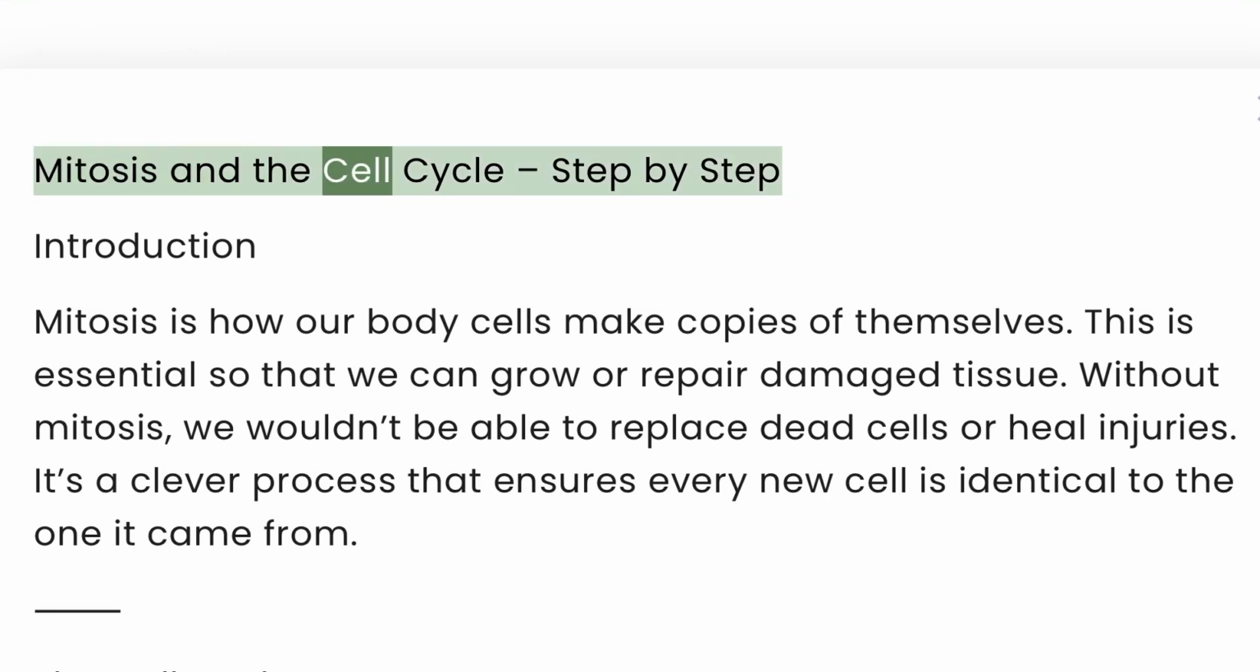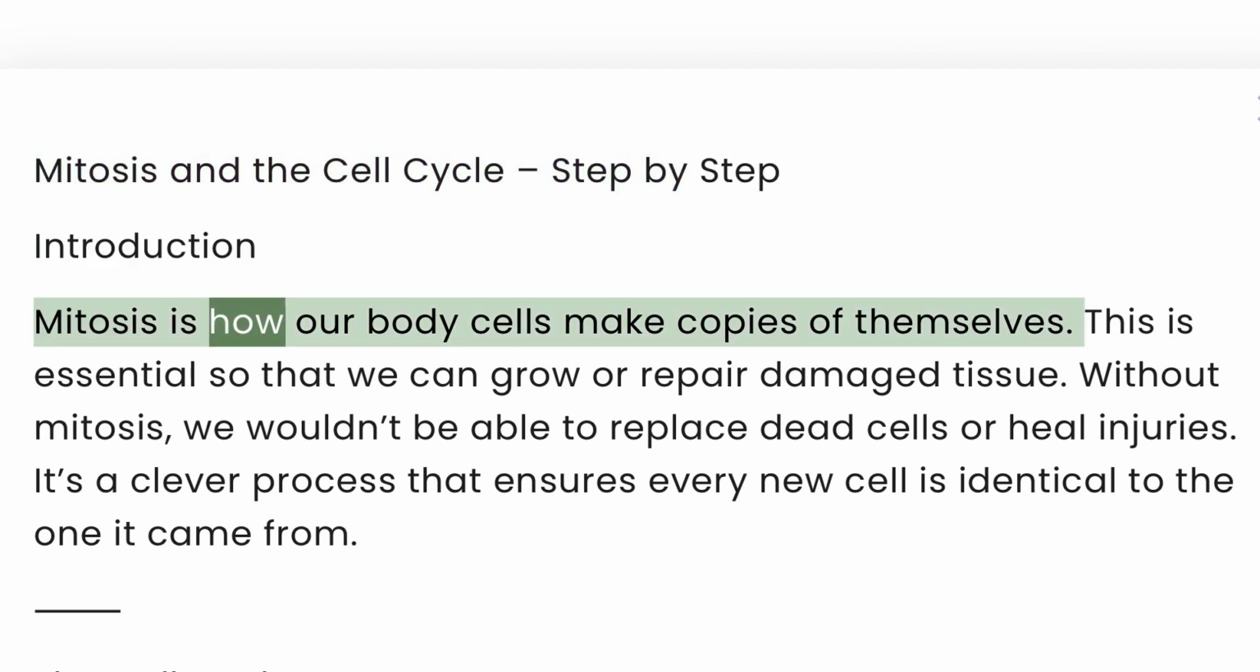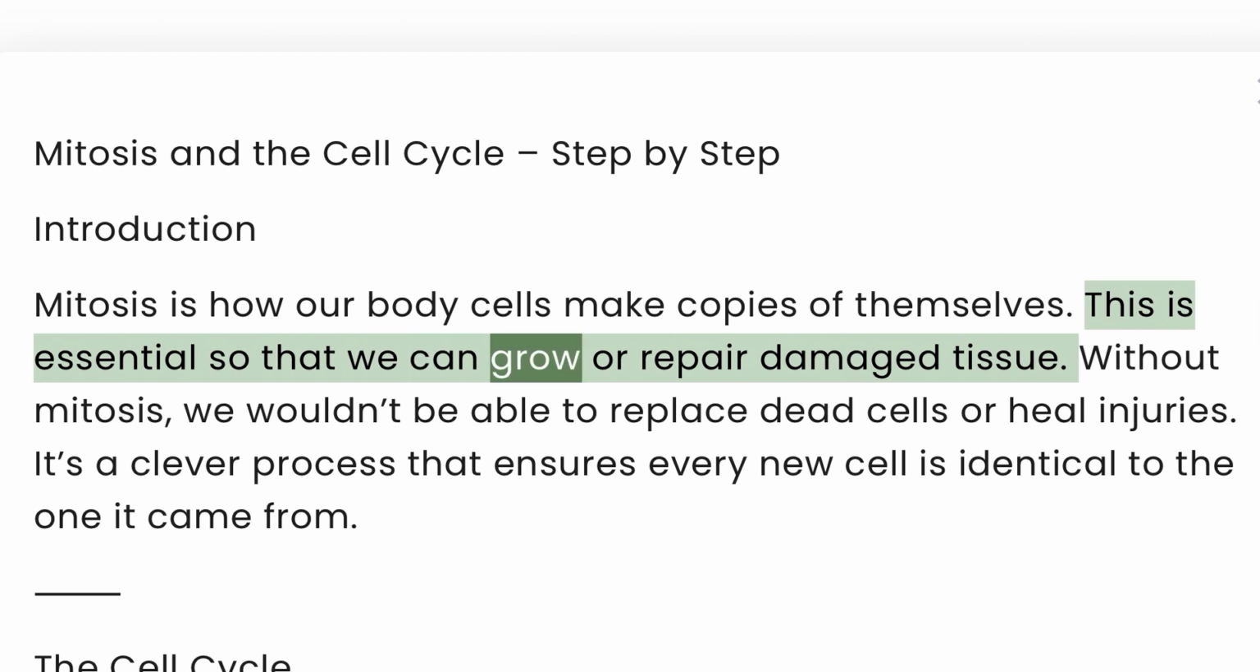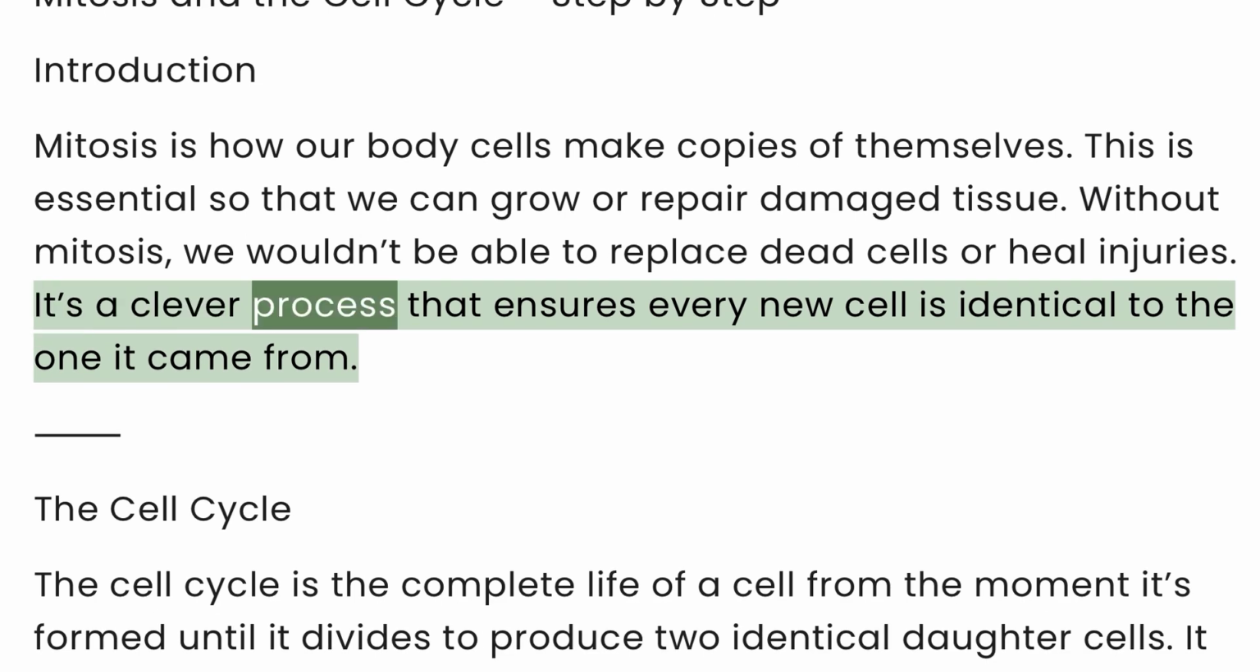Mitosis and the cell cycle, step by step. Introduction. Mitosis is how our body cells make copies of themselves. This is essential so that we can grow or repair damaged tissue. Without mitosis, we wouldn't be able to replace dead cells or heal injuries. It's a clever process that ensures every new cell is identical to the one it came from.